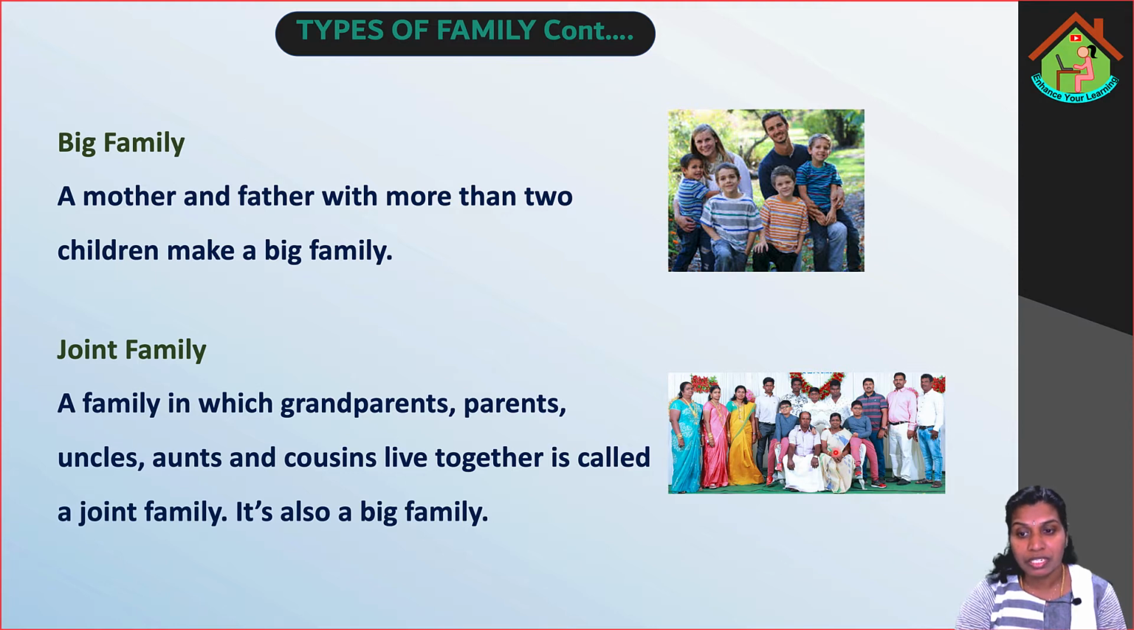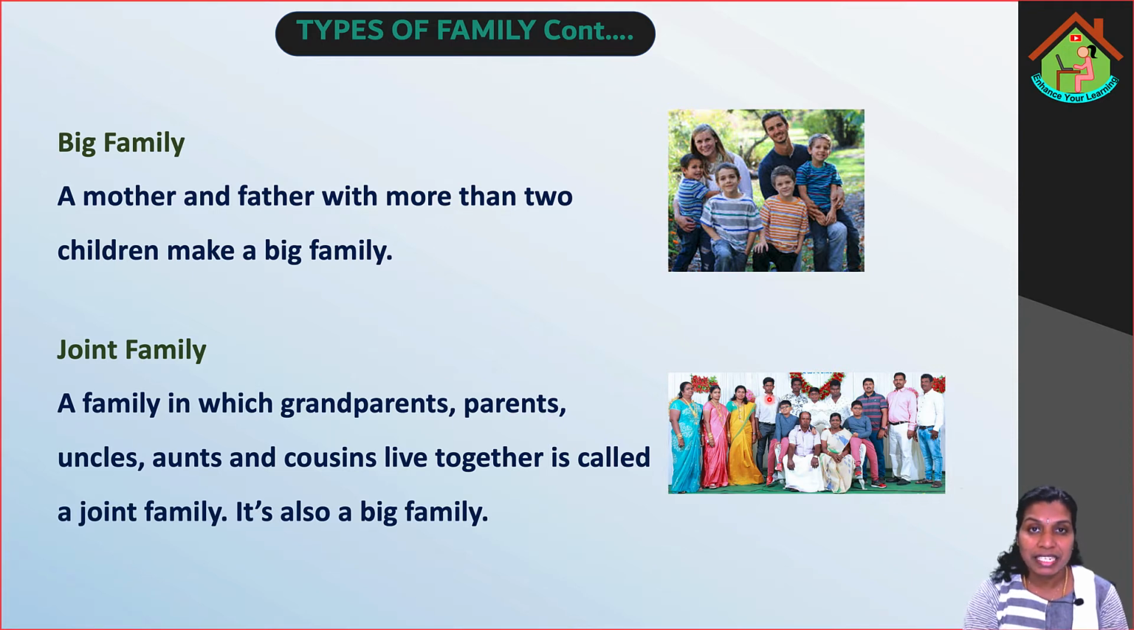Because here, for example, if you take this child, these two are grandparents, this is the father and mother. These two are aunts and these two are uncles and these 4 are cousins for this kid, right? So, joint family means a family in which grandparents, parents, aunts, uncles and cousins live together. It is also a big family. Okay kids? So, understood the difference between big family and joint family.